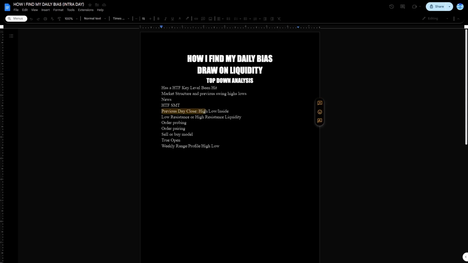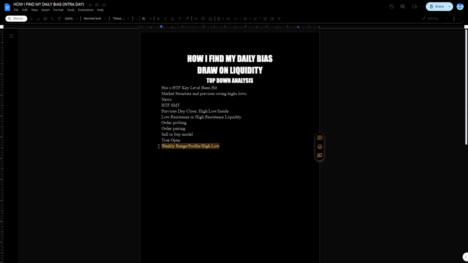We're going to be looking at the previous day's close very closely. I guess I should have used a different word, but we're going to be seeing if we're going against or through high resistance or low resistance liquidity. We're going to be order probing as well as order pairing. We want to use our market maker models and see if we're in a sell or a buy model, as well as if we're above or below weekly and daily open, and our true open, not our candle opens. Well, it depends. Obviously, our midnight open.